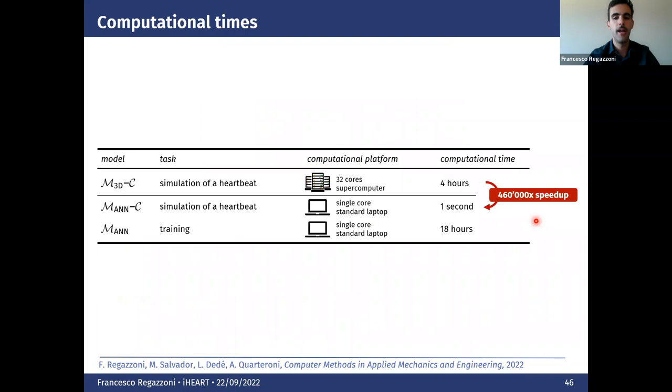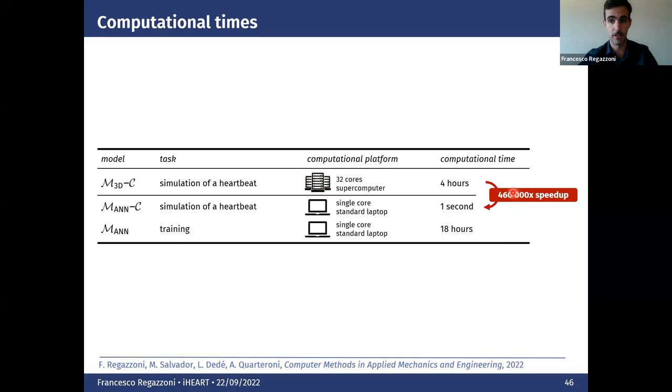So with the original model on a supercomputer, we needed 4 hours to perform a simulation of one heartbeat. Instead, with this standard reduced model based on neural network, we can do simulations in real time. So 1 second of simulation on a standard laptop. So we have a speed up that is of several orders of magnitude.